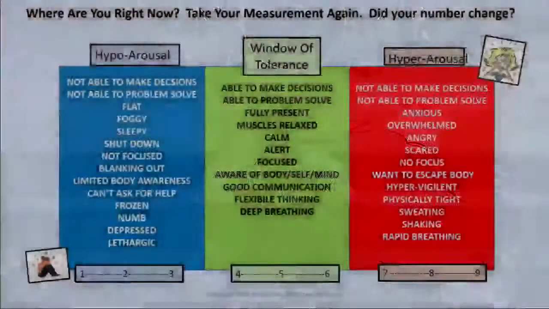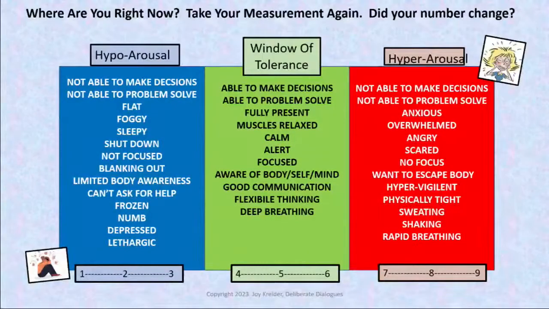Where are you right now? Take your measurement one more time. Did your number change? I see some yeses. And did your number change towards the window of tolerance? You don't have to tell me, but part of the goal is trying to help people really be conscious of where they are. Because when we know where we are, we then have tools to help us get where we want to be, which is closer to the window of tolerance.